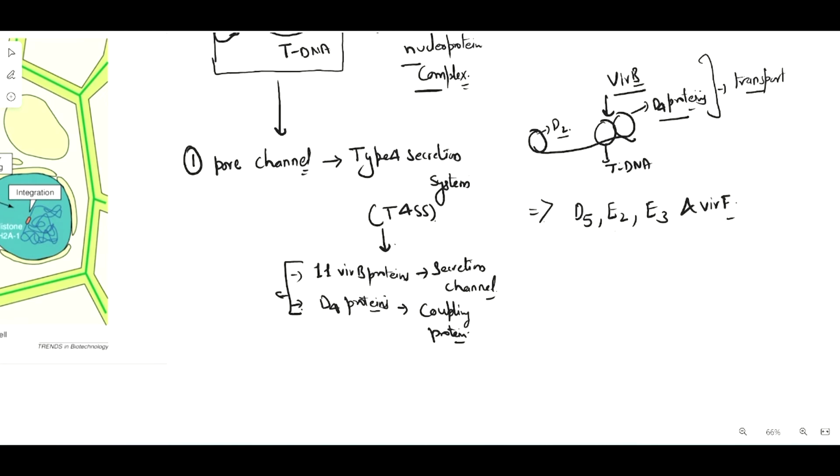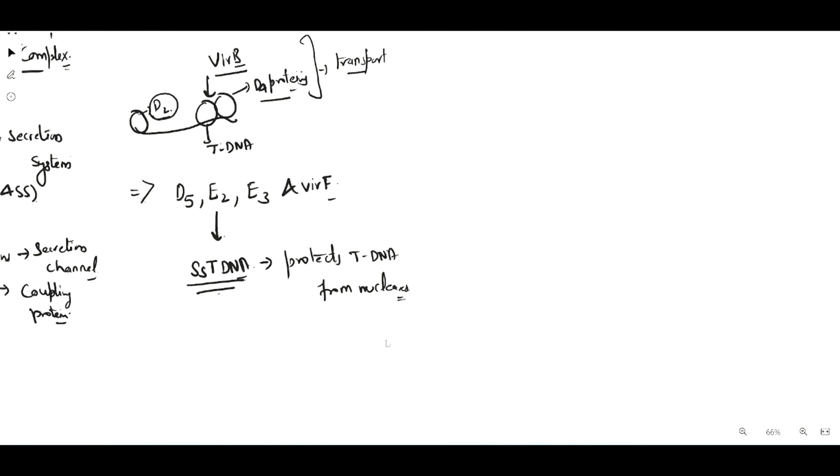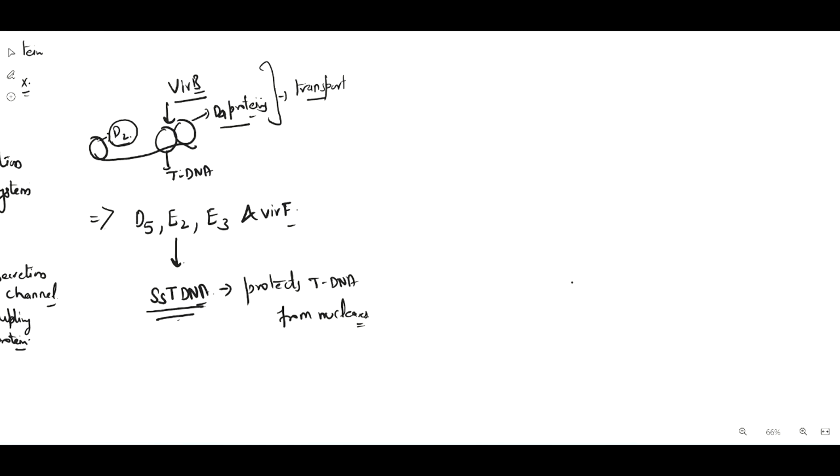So the E2 protein binds to the single-stranded tDNA, which is already bonded with the D2 protein, right? And why does it bind to the single-stranded tDNA? Because it protects the tDNA from nucleases. Or simply we say, it protects the tDNA from degradation, right? And then it gets translocated into the host cell.